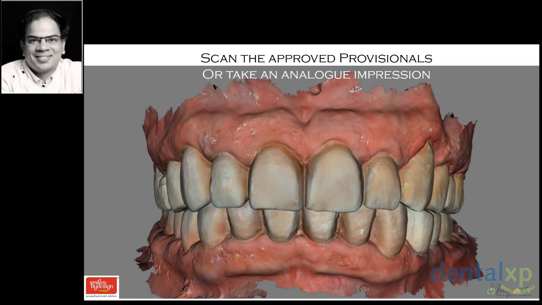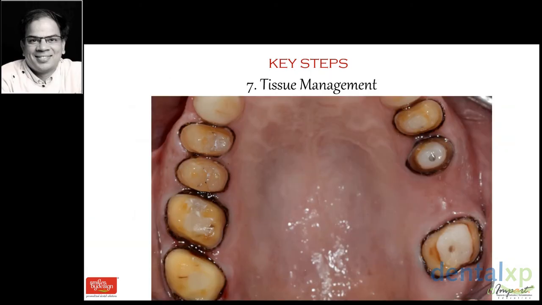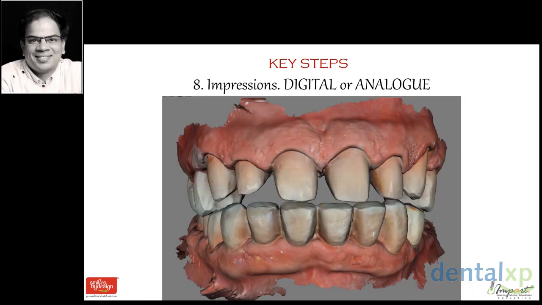The next few steps are going to be discussed together. After the provisional is approved, the next step is to do the preparations of the teeth, trying to stay in enamel, not clean at all. Then do the tissue management. Go ahead and take impressions, which could be digital or analog, then send this work to the lab, and he'll make my final restorations for me.